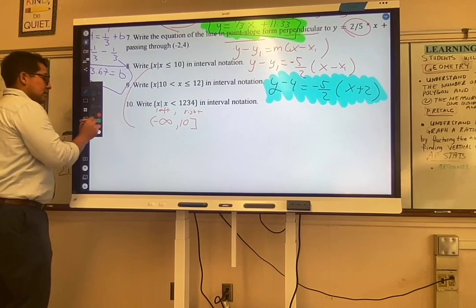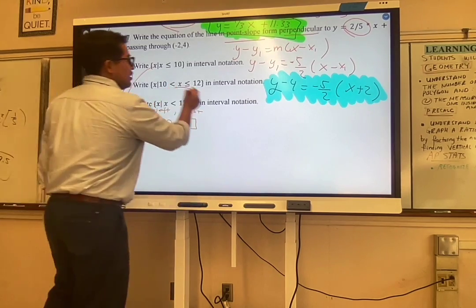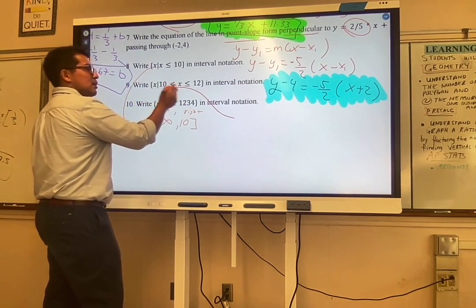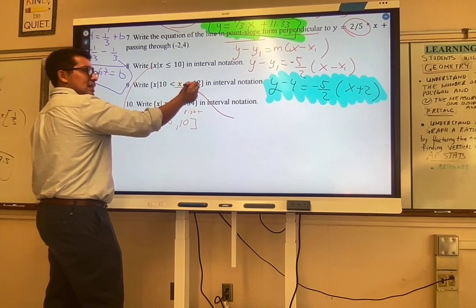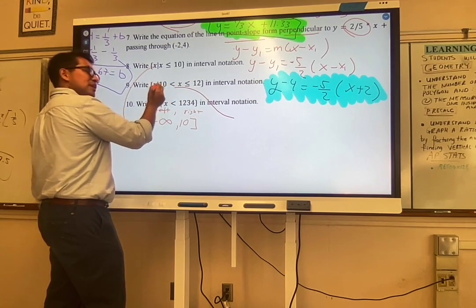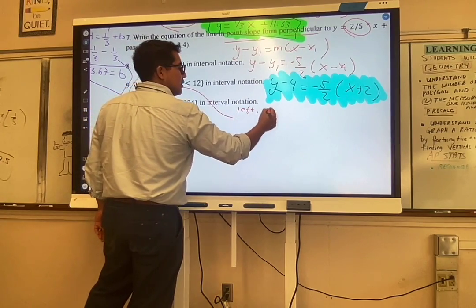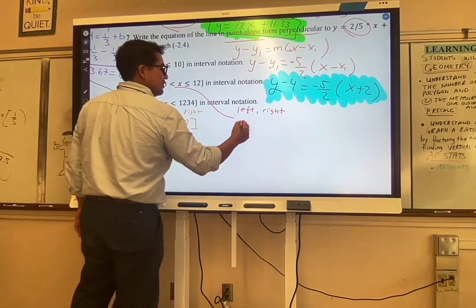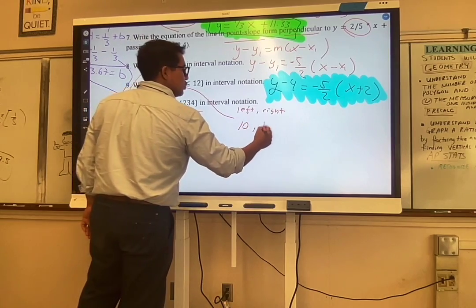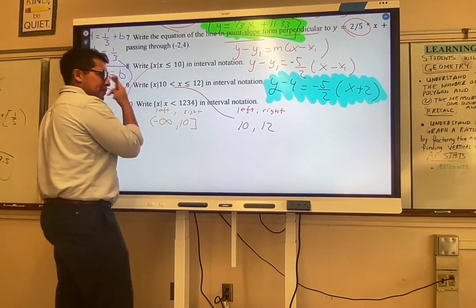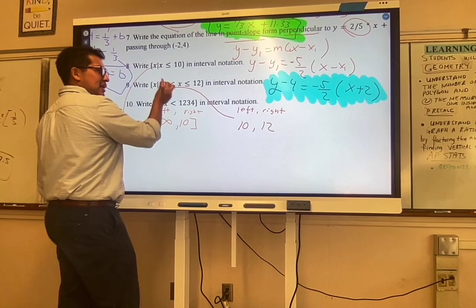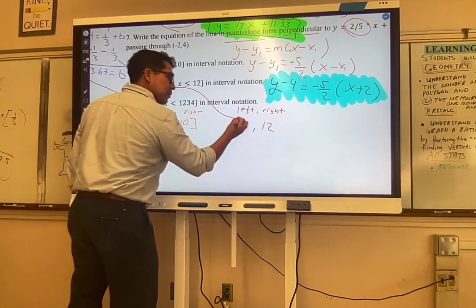Okay. Number 9, write this in interval notation. This says x is a number that's less than or equal to 12, right? But it's always bigger than 10. So here, my left and right are a bit more clear. I would write 10, comma, 12, right? And here I have to think, can I include the 10? Can that be equal to it? It can't. So I put a parentheses, okay?